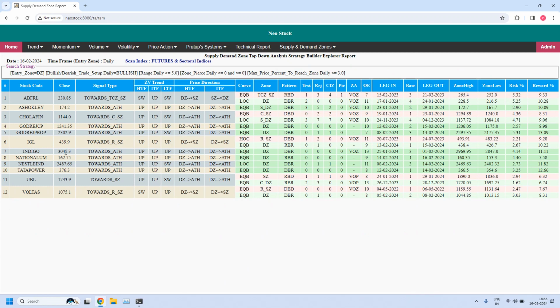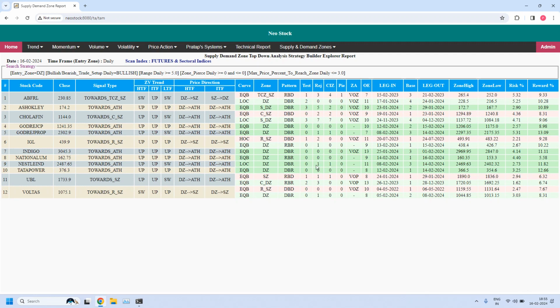From these 12, is any stock moving towards the demand zone? No, it is either all-time high or supply zones only. So definitely the price direction has to change and get into the zone to get an entry. Those who want fresh zones, look for the test count as 0 only. Even if you want 100% fresh zones, set the rejection count also to 0. Look for only those stocks.